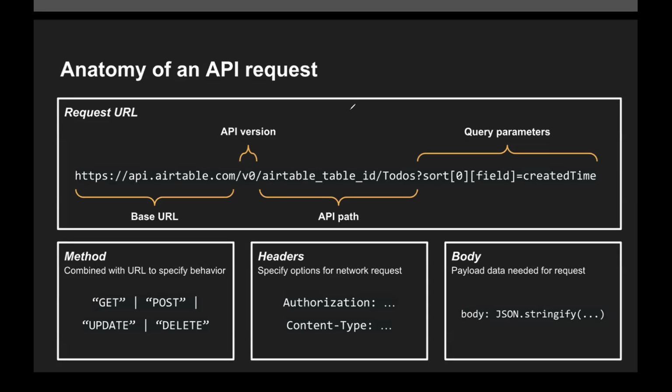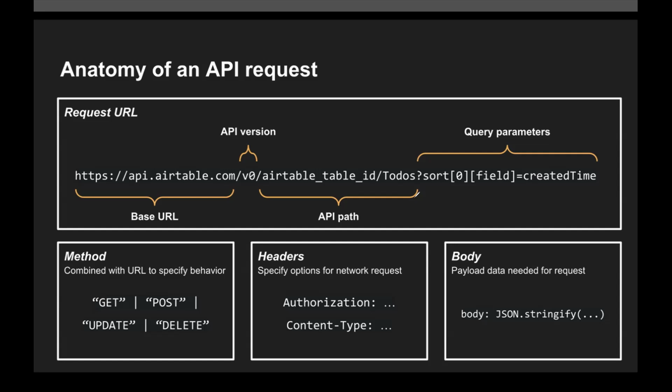So for example, this is the example of fetching something from Airtable. So we'll have the table ID, and then the specific table that you're looking at inside of Airtable. And then you'll typically have a question mark. And everything after a question mark would be what we call query parameters, right?